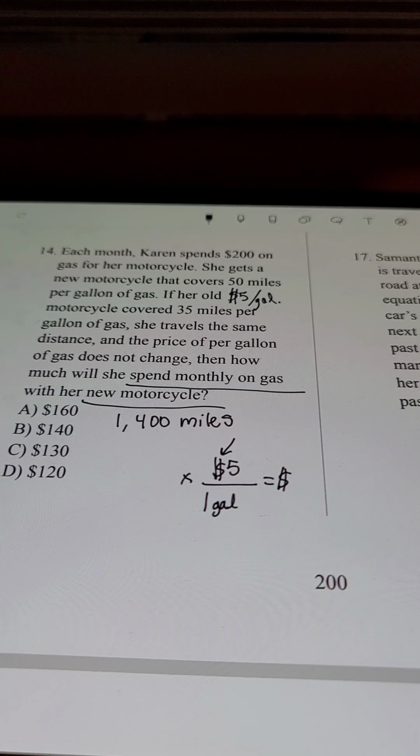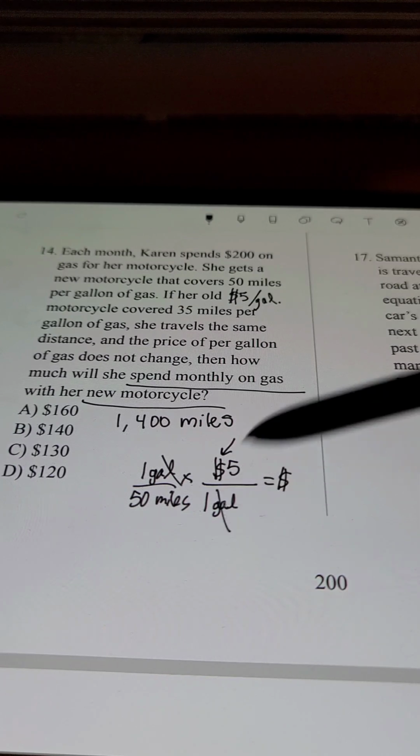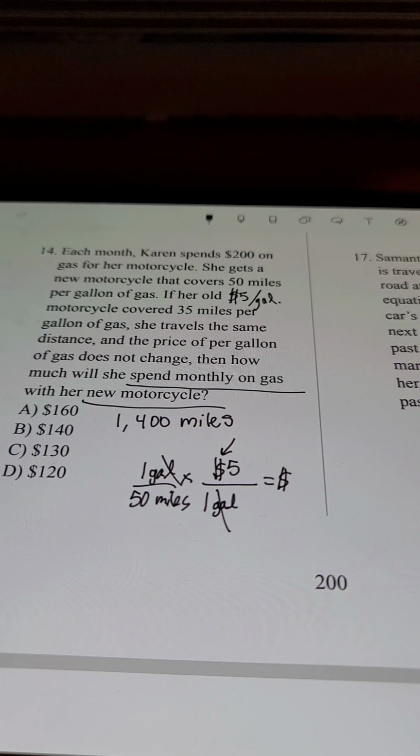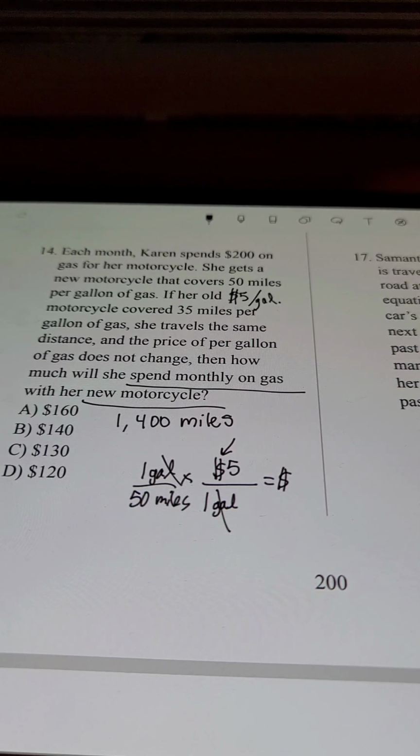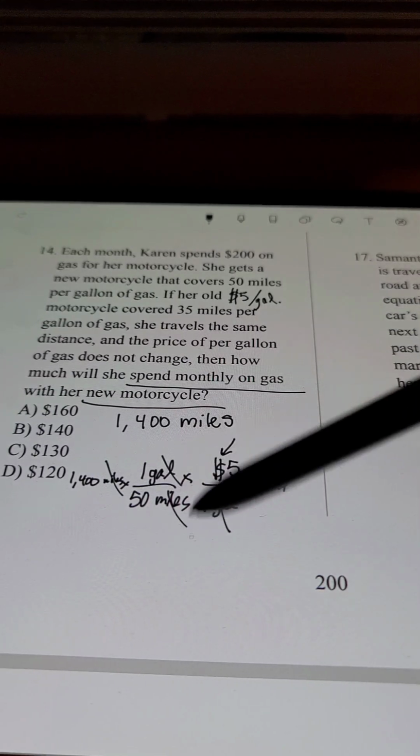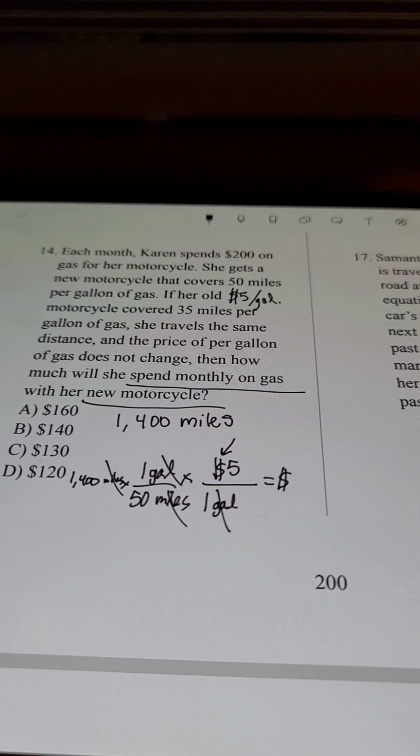So let's look out for a relationship with gallons. Well, I know that with the new motorcycle, it's getting 50 miles per gallon of gas, so let's use that. So now I can cancel out gallons and gallons, and now I just need to figure out how to cancel out miles. Well, I know that the distance is going to be 1,400 miles, so let's multiply by that. And that'll cancel out miles and miles. So now I'm going to do 1,400 divided by 50 times 5. And that would give you B, $140.